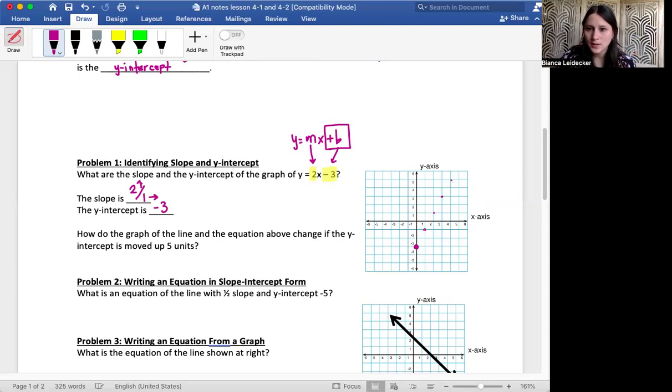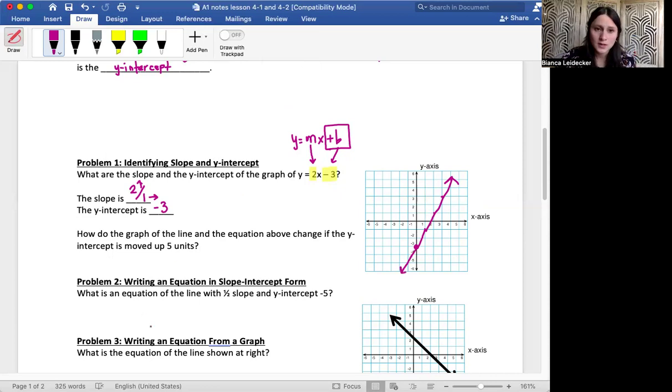And that means if I connect all these points, which is hard for me to do with the drawing, but I'm going to connect all these points. And I should have a straight line that goes through this graph, like that.